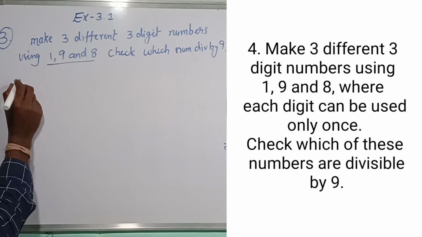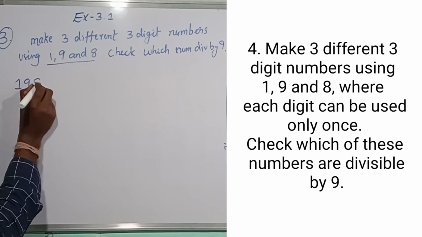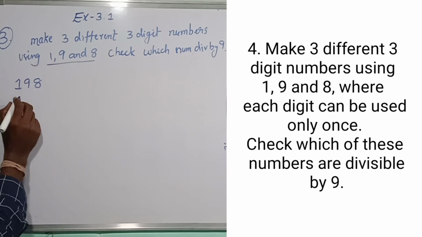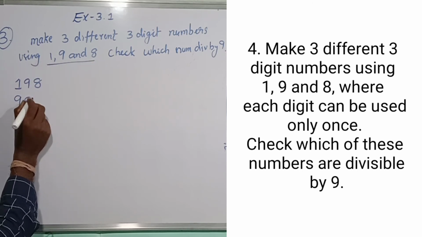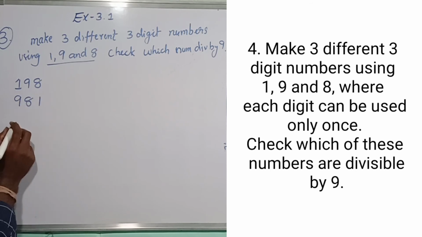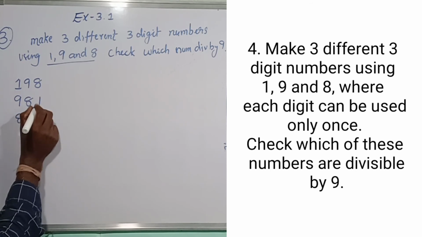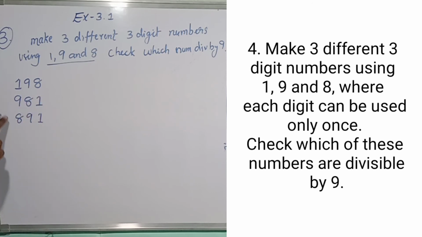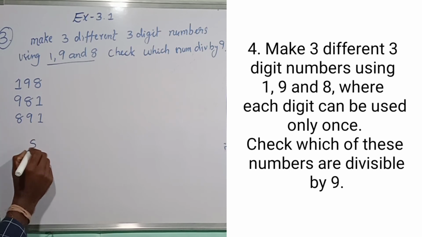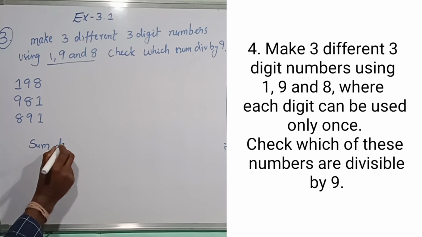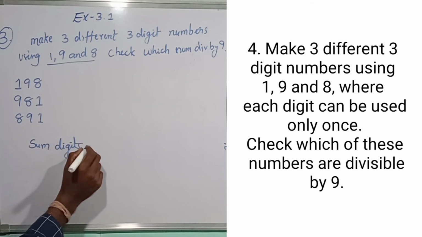First we frame three numbers from 1, 9, 8. First number: 198. Second number: 981. Third number: 891. These are all different. Now, what is the divisibility rule for 9? The sum of the digits should be divisible by 9.